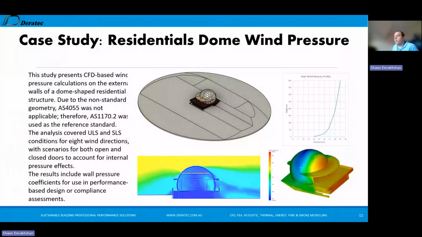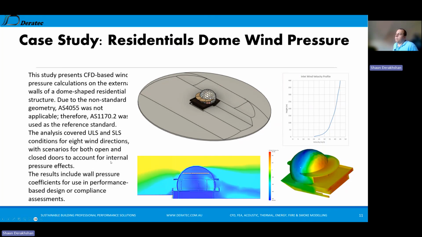Another case study is for a residential dome house in New South Wales again, because maybe in the Middle East you can find a lot of domes, but in Australia we don't have them. So standard AS 1170 or AS 4055 talks about just cubic or rectangular or simple shapes. Again, architects love to add unusual shapes to their design because they are artists. So here CFD can help.